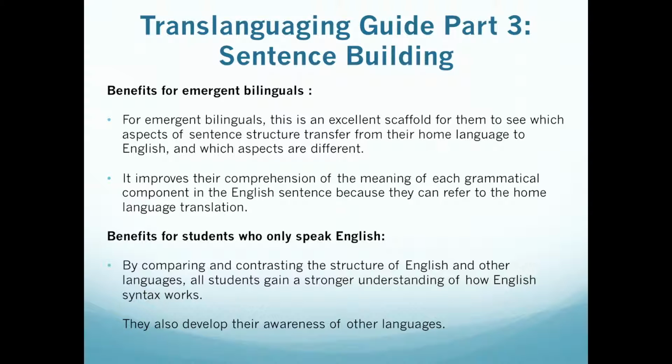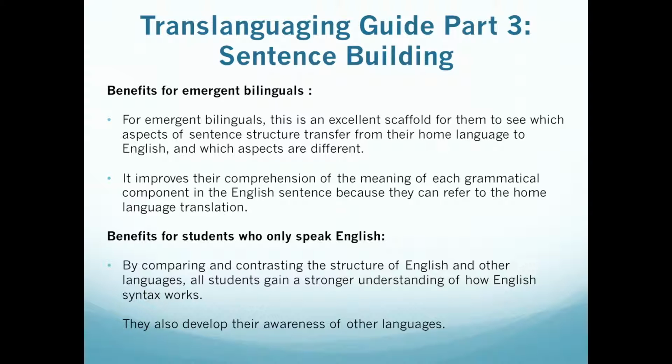It also improves their comprehension of the meaning of each grammatical component in the English sentence because they refer to their home language translation. In addition to benefiting emergent bilinguals, this strategy of sentence building also benefits those students who speak English. By comparing and contrasting the structure of English and other languages, all students gain a stronger understanding of how English syntax works.